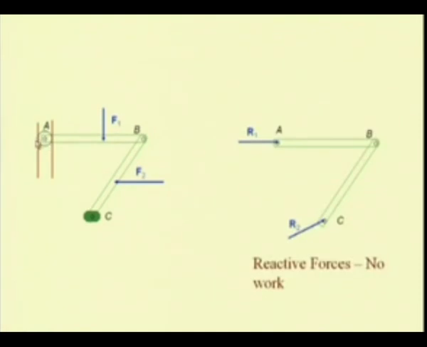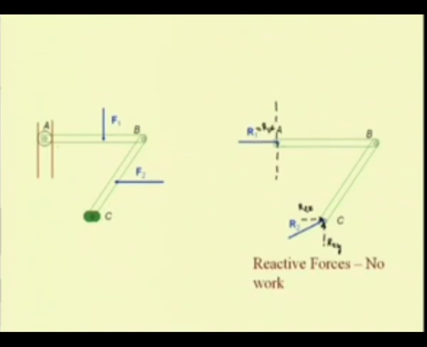So, at A it is supported by a roller. So, we have the reaction perpendicular to this slot, along which this point A can move, and at C, since it is pin connected, the reaction can have both a horizontal component as well as a vertical component, say R2y and R2x, and here it is only along the x direction.